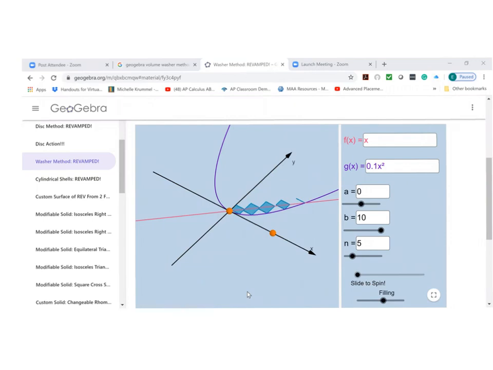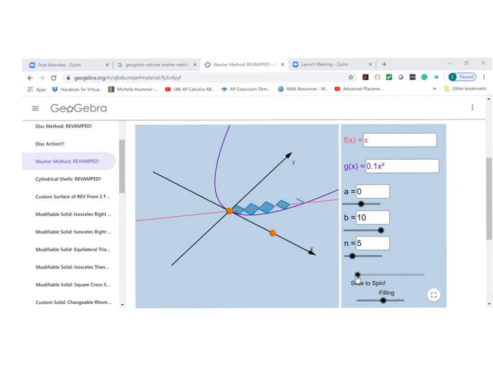So I wanted to show you what the washer method looks like when we rotate the line and the parabola about the x-axis. But notice that I had to change the equation of my parabola because it was too narrow. So I made the parabola wider by multiplying x squared by 0.1. But right now, I just want to show you the picture. So here, notice that this is the area bounded by the 2 curves, the line and the parabola. And I have 5 rectangles, 1, 2, 3, 4. Well, we couldn't make the 5th one, but there are 4 rectangles.